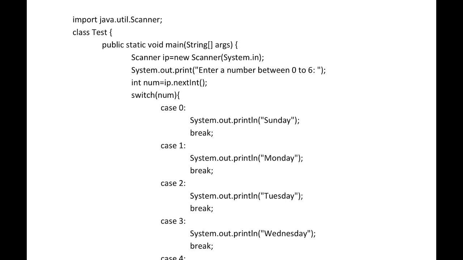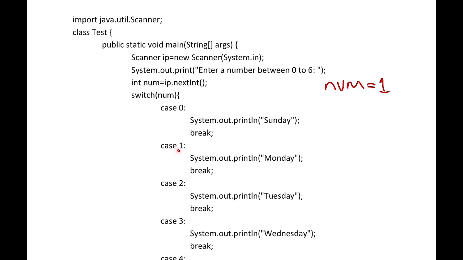Then suppose or assume that the user entered 1. That means num is equal to 1. Then switch num means this value 1, and here is case 0. So now we will try to match this num value with the case value. Num is 1, your case value is 0. Is there any match? No match.